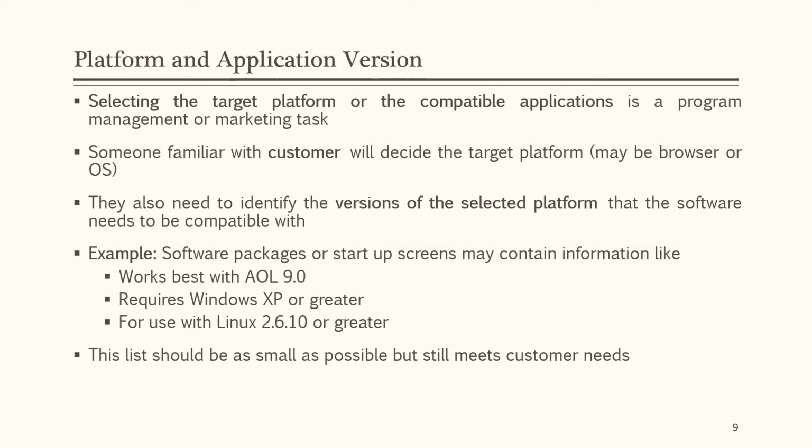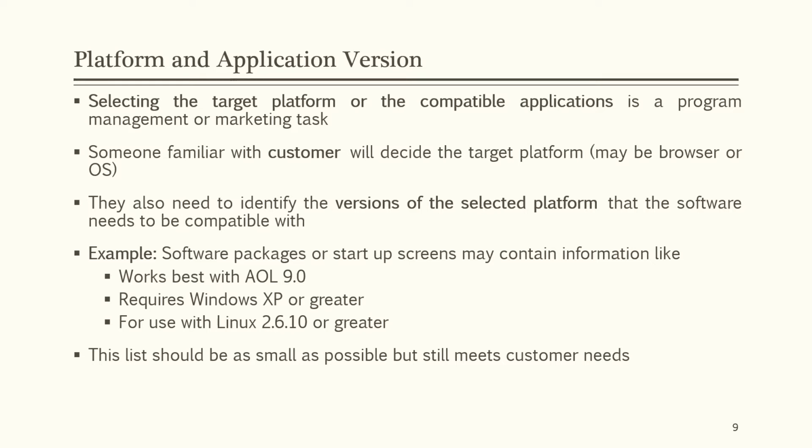Platform and application version. Selecting the target platform or compatible applications is a program management or marketing task. Someone familiar with the customer will decide the target platform, maybe browser or operating system. They also need to identify the versions of the selected platform that the software needs to be compatible with.